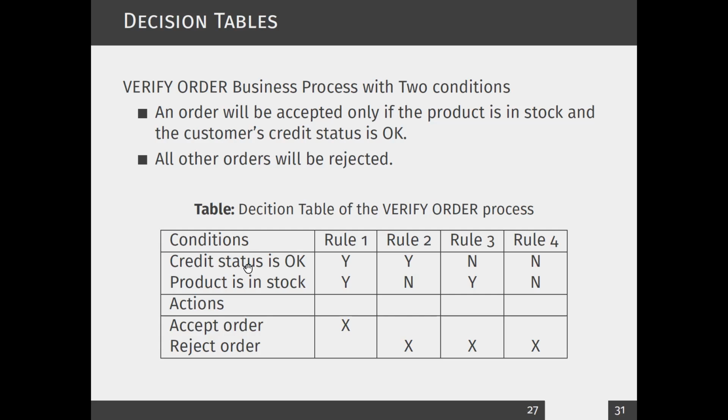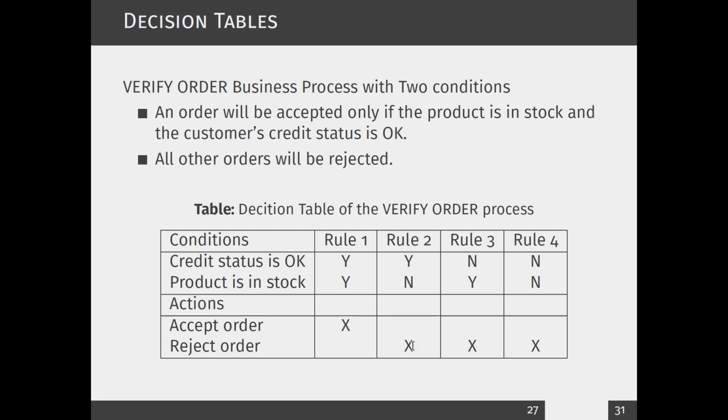Now, once you put up the conditions like this, then we can put up actions. So the two actions are either we can accept the order or we can reject the order. To accept the order, these two should be positive, or yes. So when credit status is okay and product is in stock, you are going to accept the order. The cross will indicate that you are accepting the order. And all the other cases will simply reject the order.